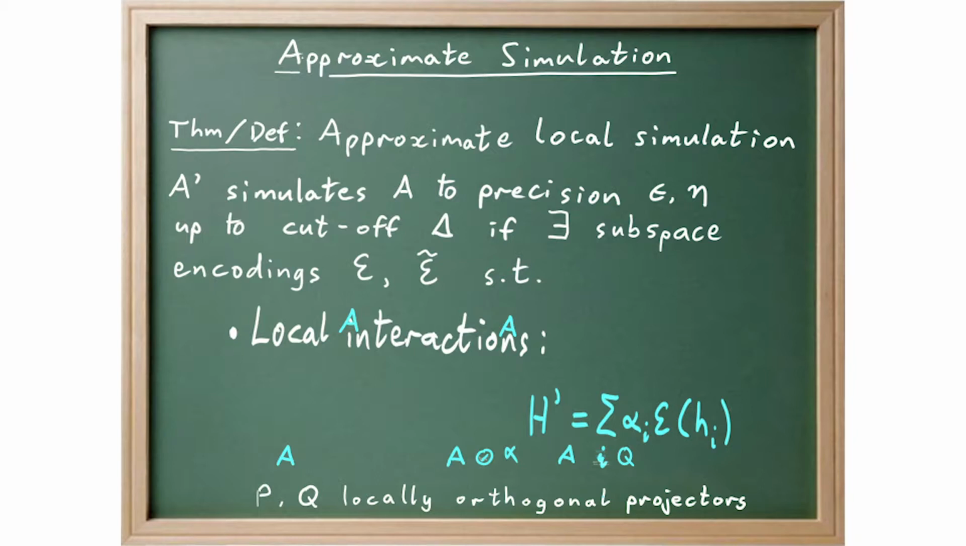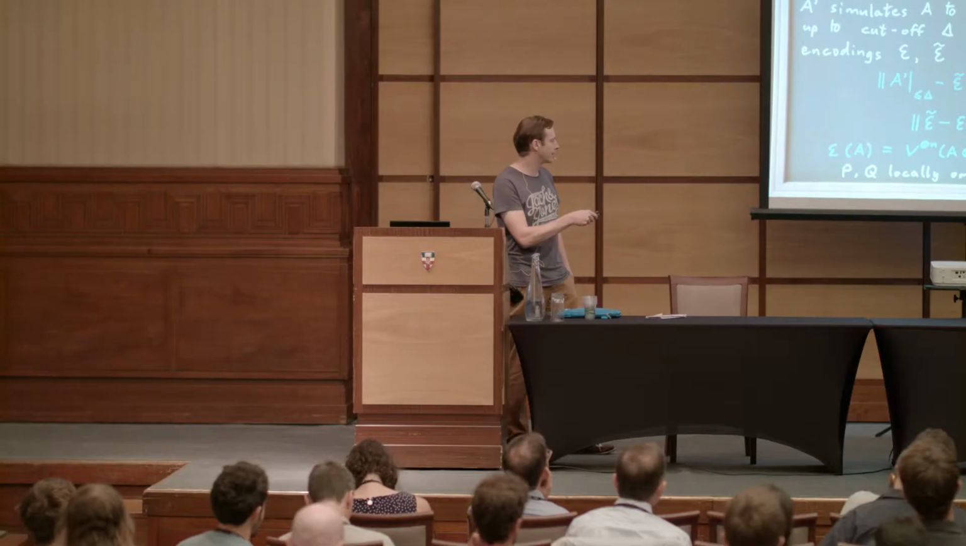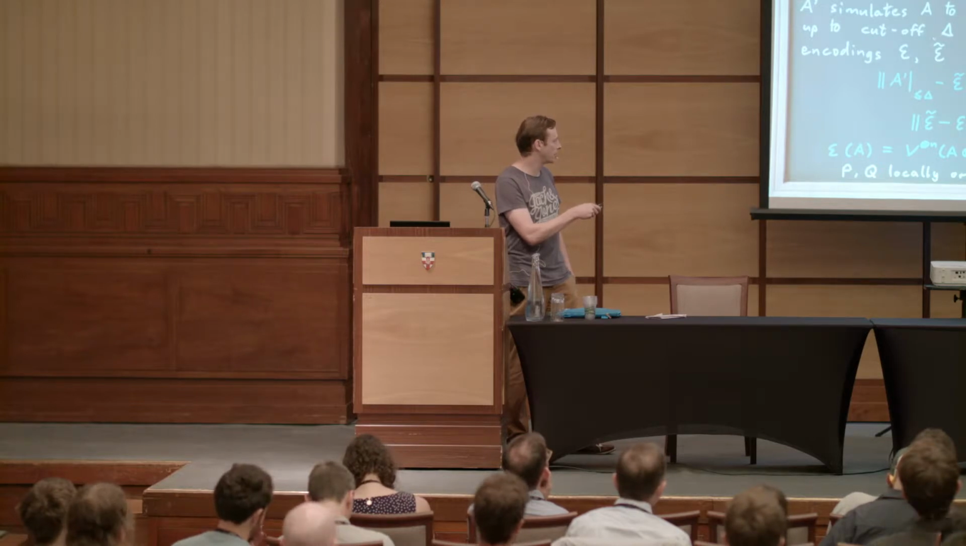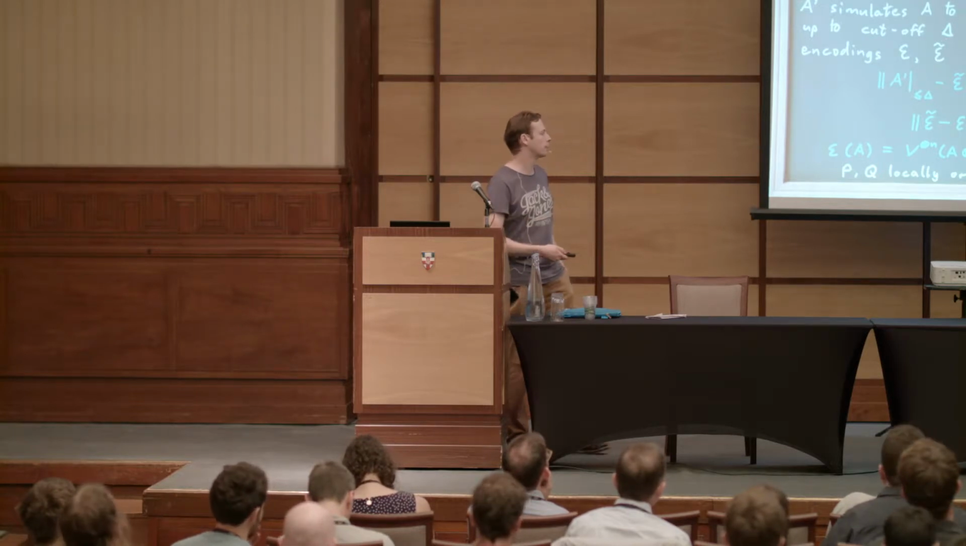I'm not going to unpack these equations here, but you can read the exact characterization in the paper. Okay, so this says that if we simulate something up to errors epsilon and eta, which are two error parameters that measure the errors in the eigenvectors and in the eigenvalues, below some threshold energy, so in the low energy subspace where delta can be big, but for all energies below delta, then we know what form this map has to take.